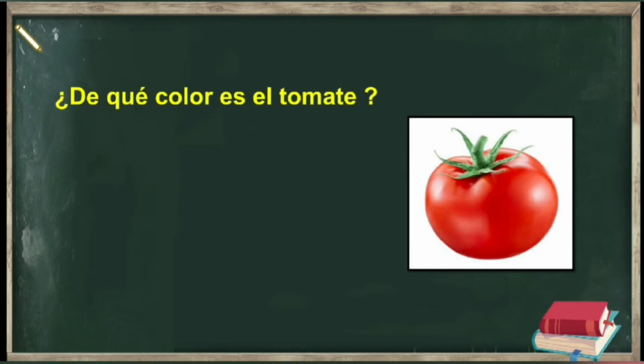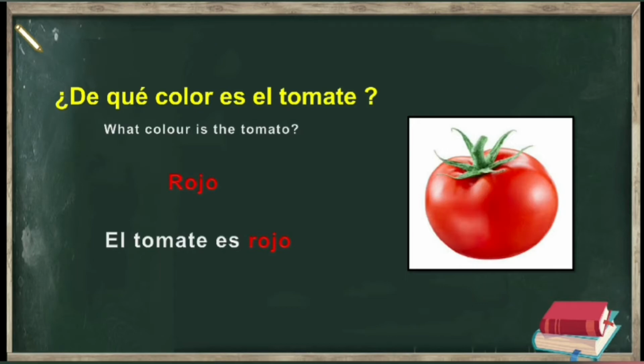¿De qué color es el tomate? Which means what color is the tomato? Can you see the picture and guess? So the answer is rojo, which means red. So el tomate es rojo, which means the tomato is red. Let's see the next example.